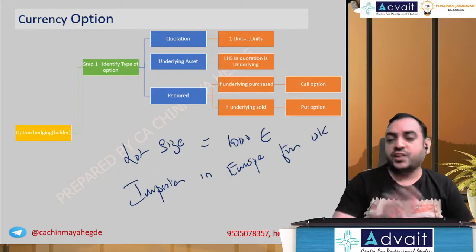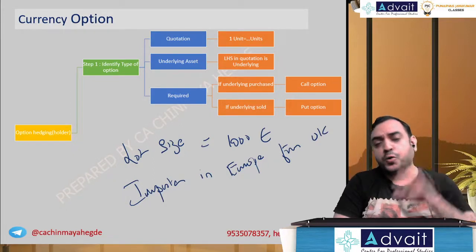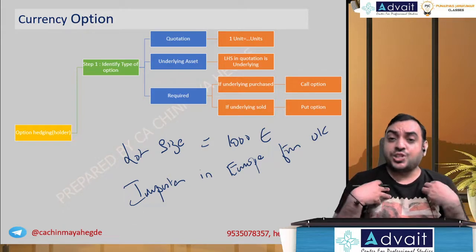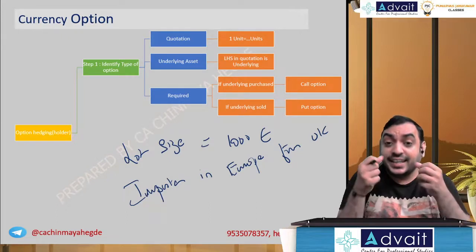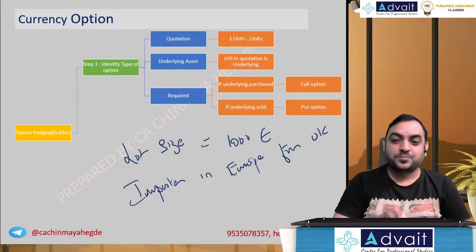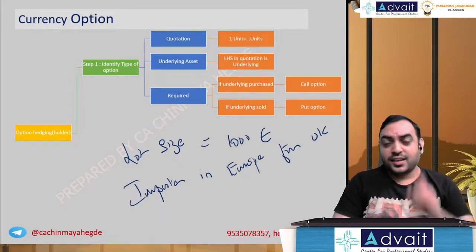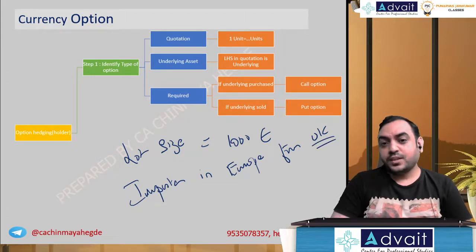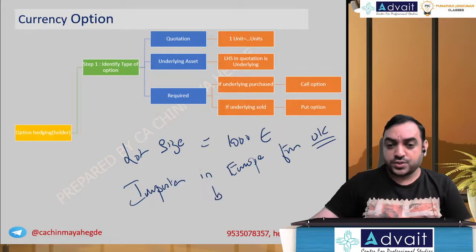Importer in Europe. Think slowly, it's okay. Importer in Europe from UK. So, what is his obligation? Can you tell me? Which currency does he need to purchase to be able to make a payment to a supplier? The supplier is in UK, not USA. In UK, he needs to purchase pounds.